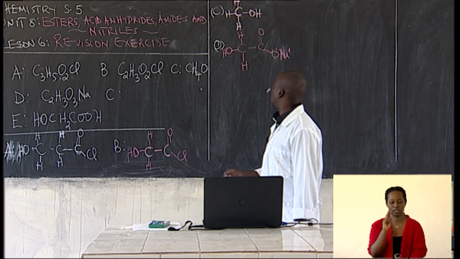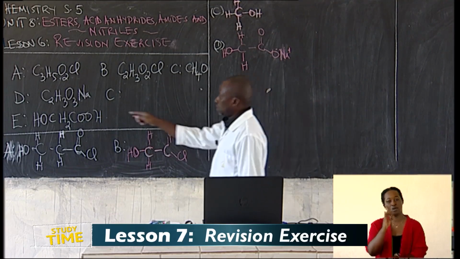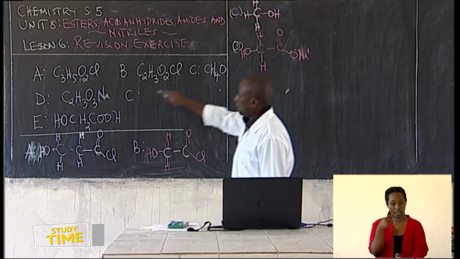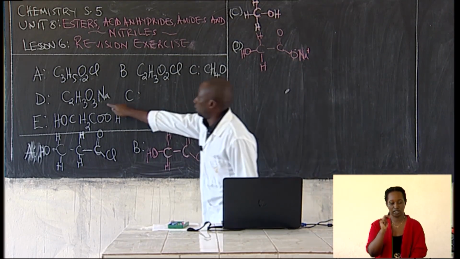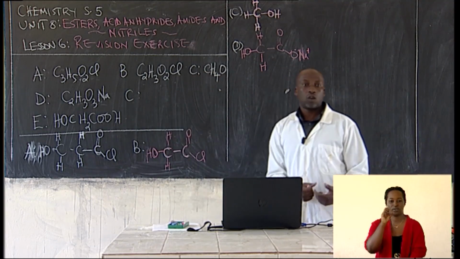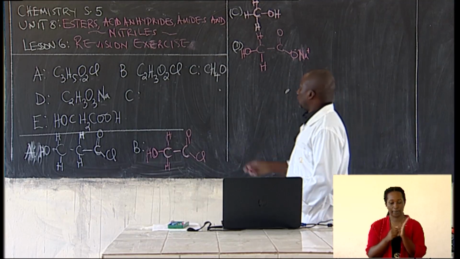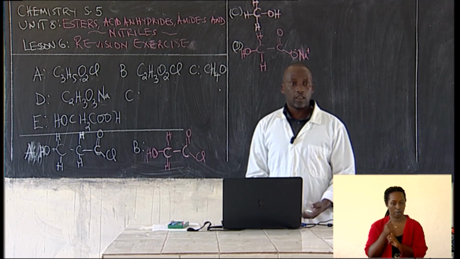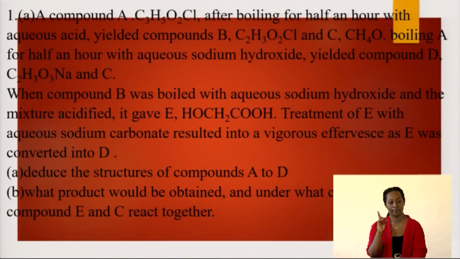You need to count the number of atoms. 2 carbon atoms, 1, 2, 3 hydrogen atoms. You have 1, 2, 3, and then you have the oxygen atoms, 1, 2, 3, and then the sodium atom. That is the structure of compound D. Then compound C, I think we have already indicated compound C. Then E, A, B, C, D. So the E is given.